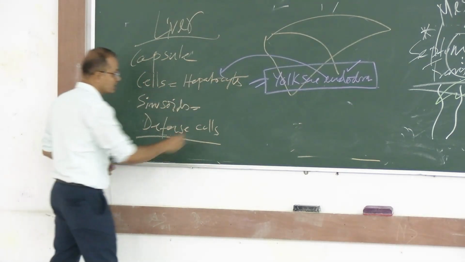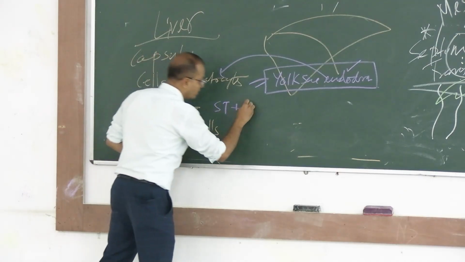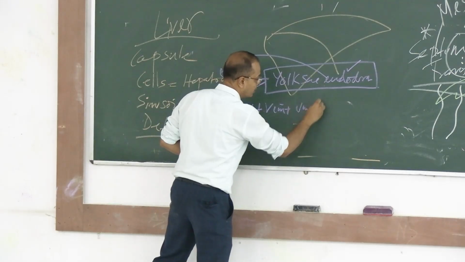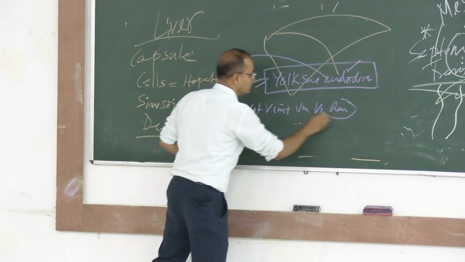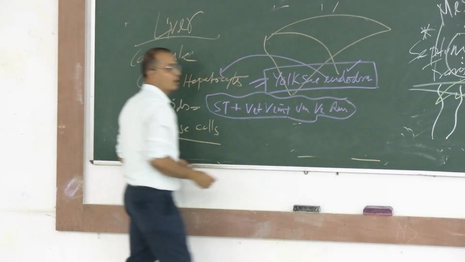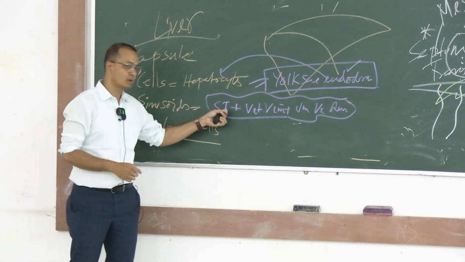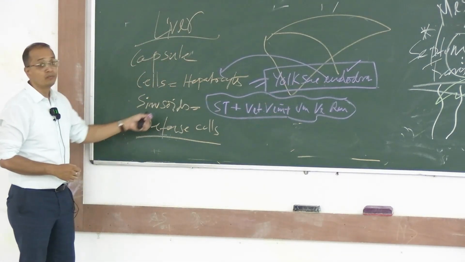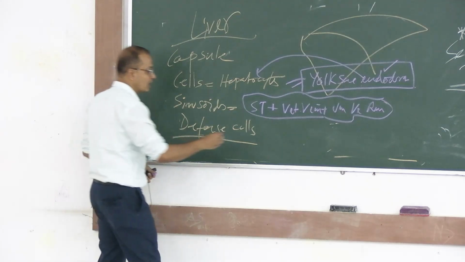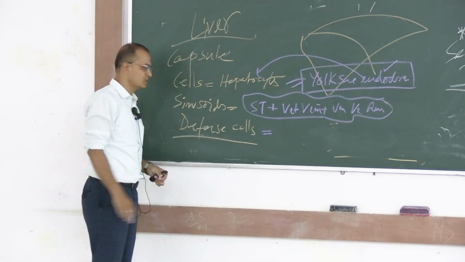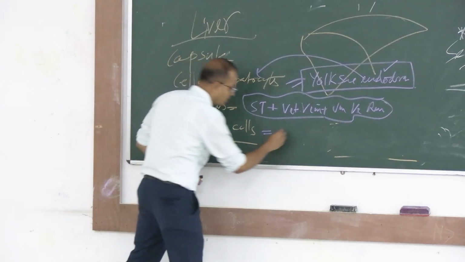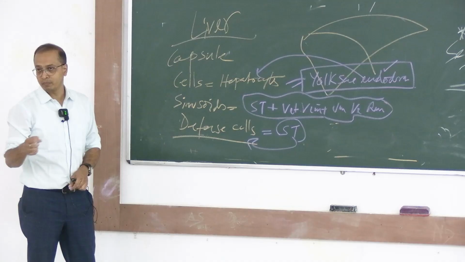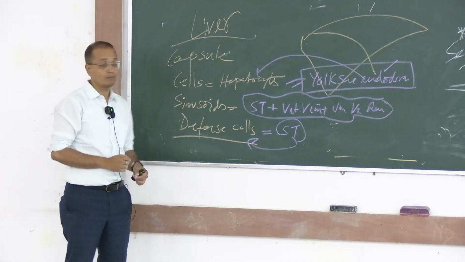Who forms the sinusoids? Septum transversum plus vitelline vein remnants plus umbilical vein remnants. So, these hepatic sinusoids are created from the septum transversum as well as the vitelline veins and umbilical veins. Defense cells, where are they from? There are two types of defense cells. One of them is known as Kupffer cells. Where are they coming from? They come from the septum transversum. All the weapons are coming from this septum transversum.